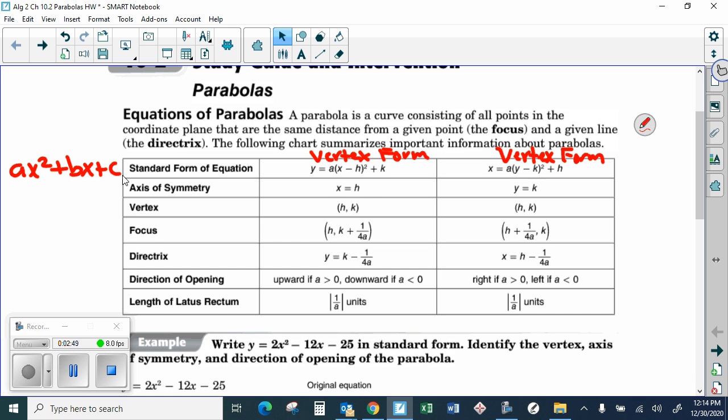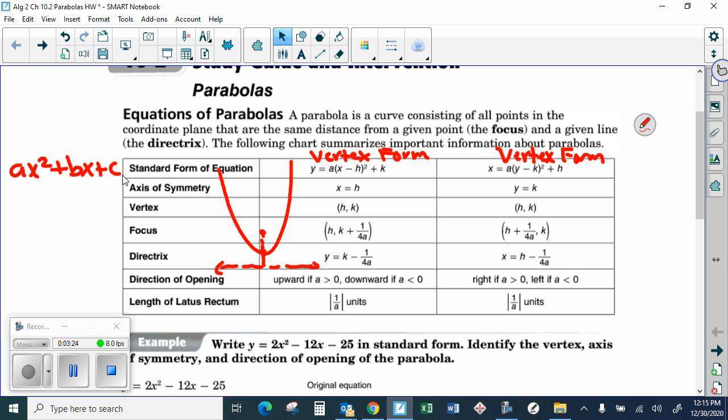Okay, the vertex, h comma k, we've already dealt with that before, in both of those. The h is always connected with the x coordinate, and the k is always connected with the y coordinate. The focus. Okay, so what a focus is, there's a point inside of here. It's called the focus. There's the vertex. Equidistant on the other side is called the directrix.